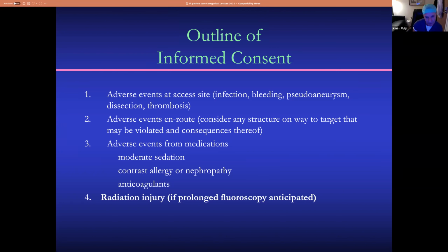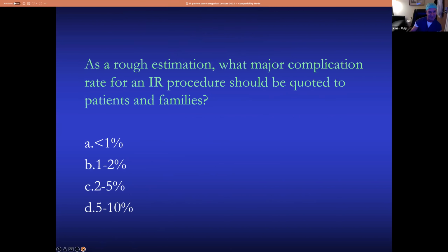And then number four, the cases that are really long, like a venous recan with chick or chin, or a TIPS, or a complex AVM case, those you want to talk about radiation injury. Because we have had patients who've got severe radiation injuries, have not been consented for it, and there have been serious problems because of that. So don't forget that. With regard to radiation, it's a rough estimate.